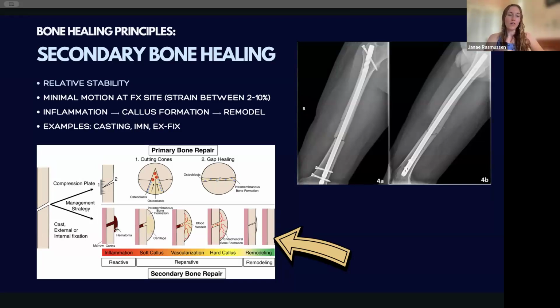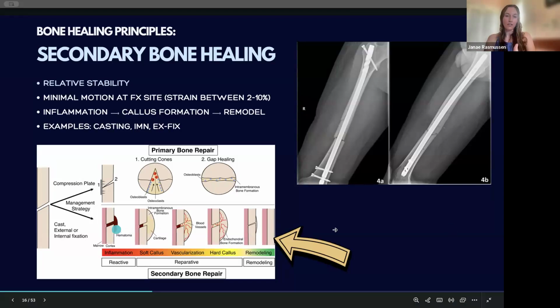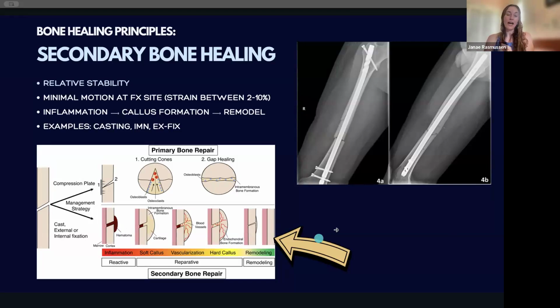And so in the image on the bottom here, you can see where you start off, where you get this big callus formation, or you get this hematoma, which ultimately results in getting this callus formation. And so a lot of things can cause this: casting, intramedullary nails, doing an external fixator if you use that for your definitive fixation.